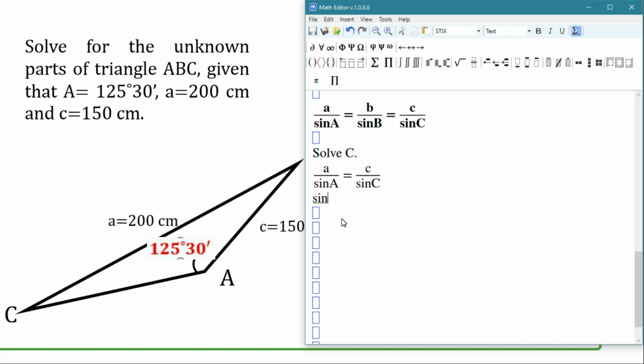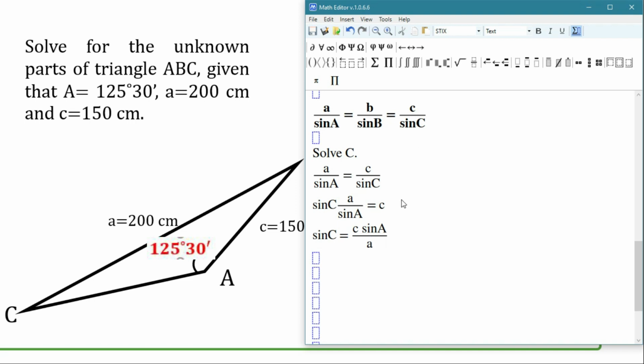That will yield sine of C times a over sine of A equals c. And then, multiplying both sides by sine of A over a, to remove this, that will become sine of C equals c multiplied by sine of A over a. Alright, so the earlier one was correct. That is sine of C equals c times the sine of A over a.